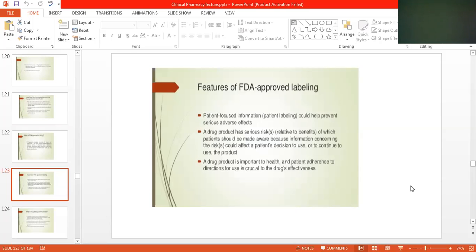Feature of the FDA approved labeling: patient-focused information. Patient labeling can help prevent serious adverse effects. If we read and go through the package, it can be understood easily and is helpful for the patient. If a drug product has a serious risk relative to its benefit, the patient should be made aware, because information concerning the risk could affect the patient's decision to use or to continue to use the product.